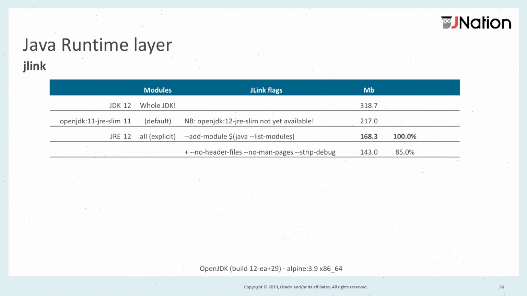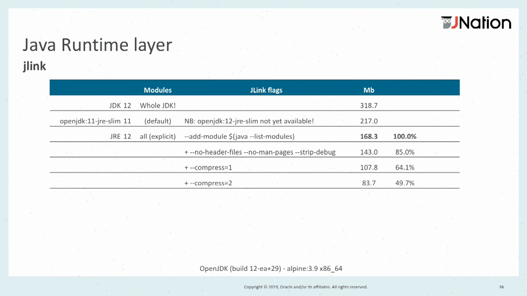We can remove from that JRE information that might not necessarily be needed, like the header files, the man pages, and so on. If we do that, we save another 25 megabytes. We have two levels of compression, so if we compress that to the max, compression 2, 83 megabytes. So basically, we're saving another 60 megabytes. So you see that just by using JLink, well, we basically went from 270 megabytes to 83 megabytes.